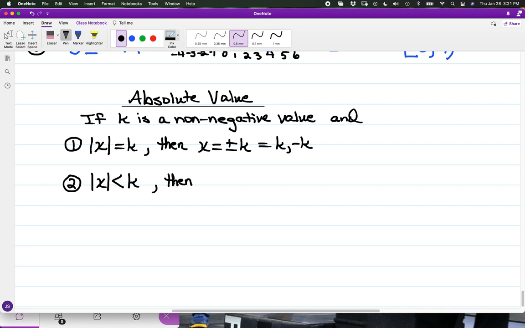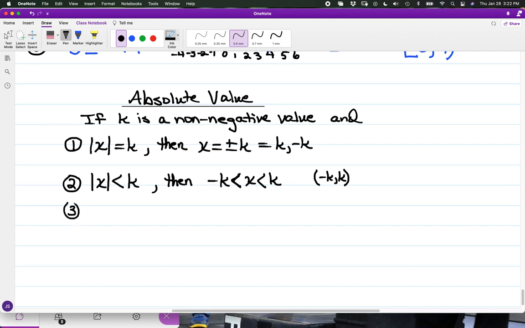Again, by definition, absolute value is the distance away from 0. And if the distance is less than k number of units from 0, then your values of x will be between negative and positive k, such that negative k is less than x is less than k, and your interval notation would be parentheses around negative and positive k.